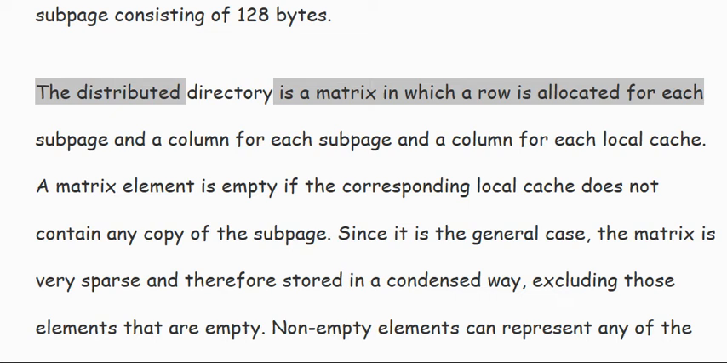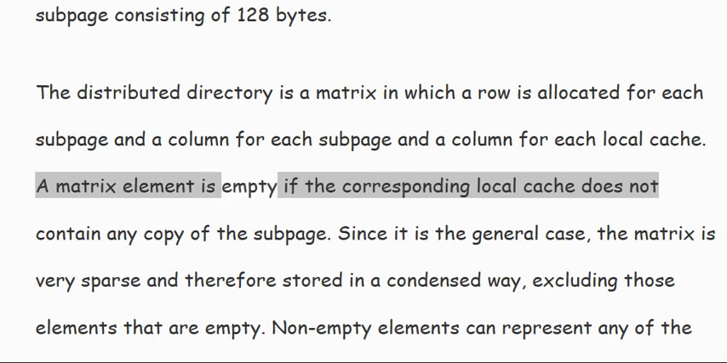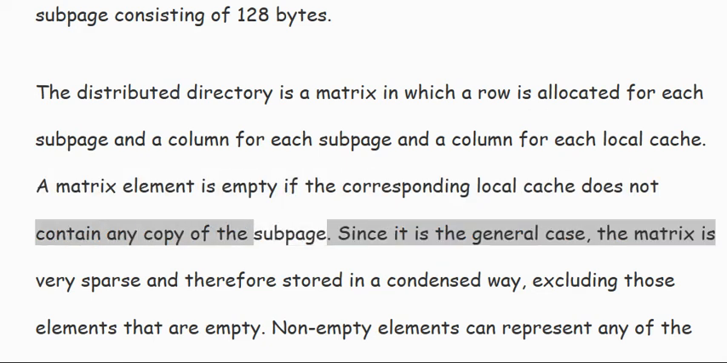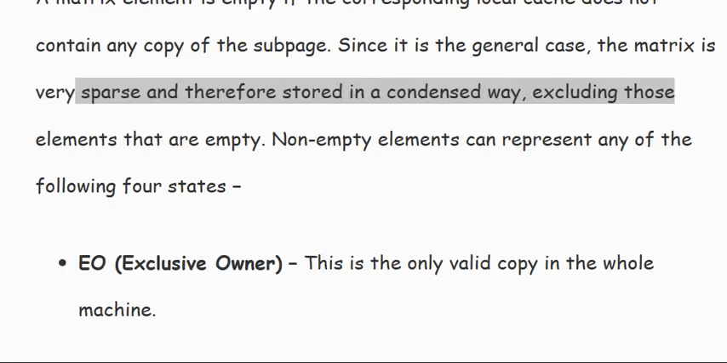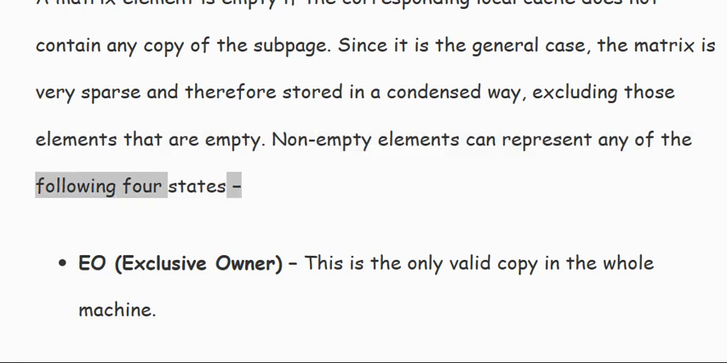The distributed directory is a matrix in which a row is allocated for each subpage and a column for each local cache. A matrix element is empty if the corresponding local cache does not contain any copy of the subpage. Since it is the general case, the matrix is very sparse and therefore stored in a condensed way, excluding those elements that are empty. Non-empty elements can represent any of the following four states.